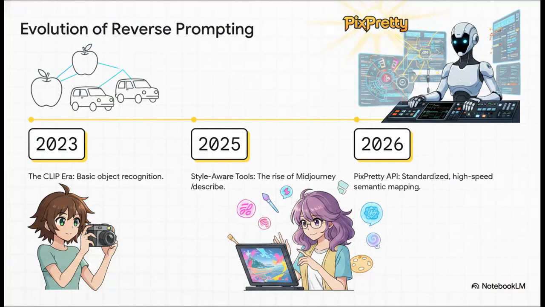To really get what PixPretty is doing, let's take a quick look at how we got here. We started back with things like clip interrogators, which honestly were basically just fancy object detectors. Then we got style-aware tools like Midjourney's /describe command, which was a huge leap forward for sure. But PixPretty is playing a whole different ballgame. It's not just another feature tacked onto a bigger product. It is a purpose-built API designed to do one thing perfectly: lightning fast, precise semantic mapping.